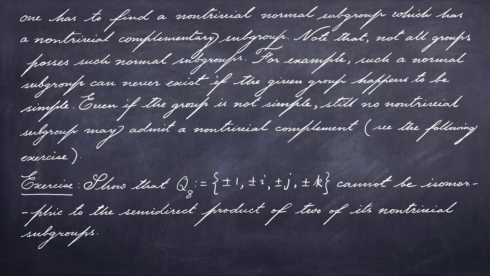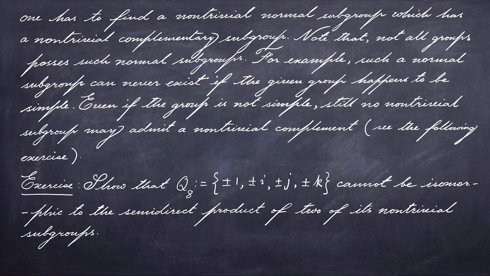But note that this is not always possible because, first of all, not all groups possess such normal subgroups. One easy example for that is if the group is simple, then certainly there is not going to be a non-trivial normal subgroup which will admit a non-trivial complementary subgroup. Even if the group is not simple, still it is not true.